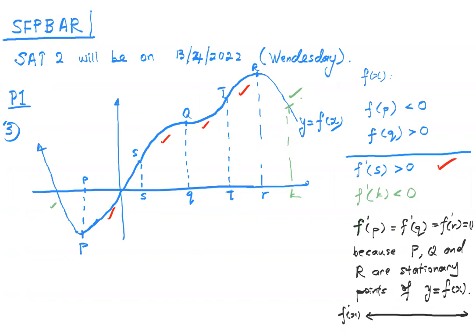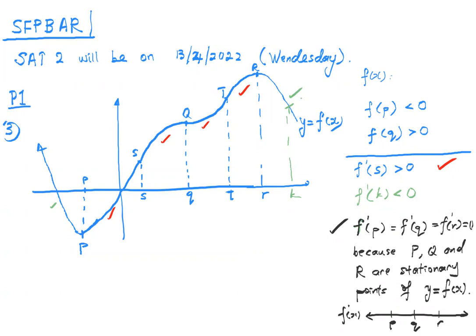You see, I have to mark P here, I have to mark Q here, I have to mark R here. Do you see I use small letter instead of capital letter? That represents the x coordinate. Because of this, I will know the sign.